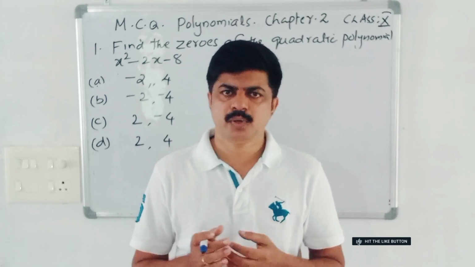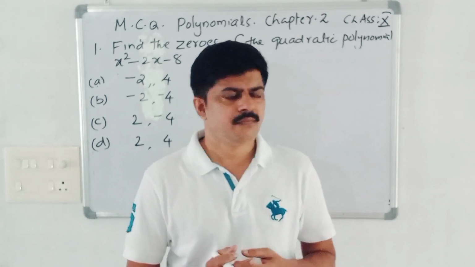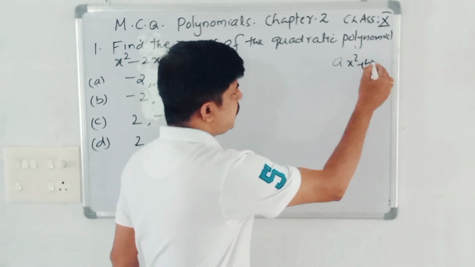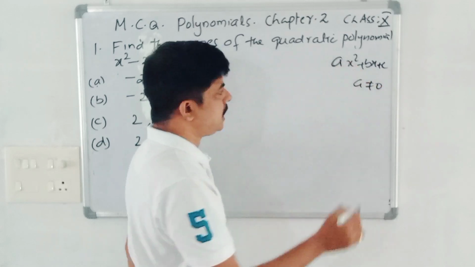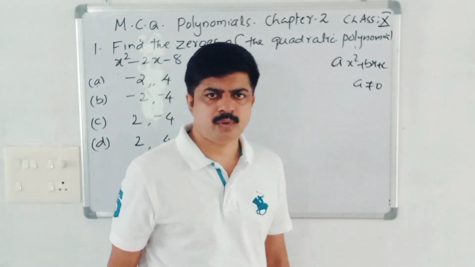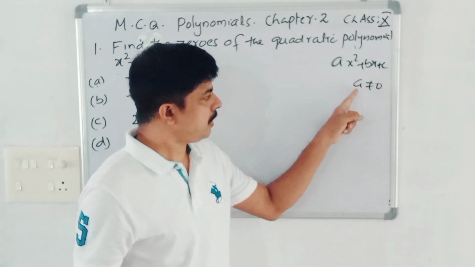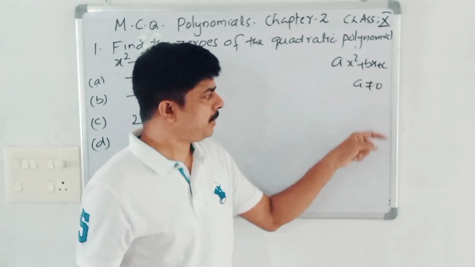Quadratic polynomial is a polynomial with a degree 2. The highest power of the variable is degree 2. We have the general form of the quadratic polynomial is ax square plus bx plus c, where a not equal to 0. This is a general form of the quadratic polynomial. We have the highest power is 2. A cannot be 0. Ax square plus bx plus c, a cannot be 0.